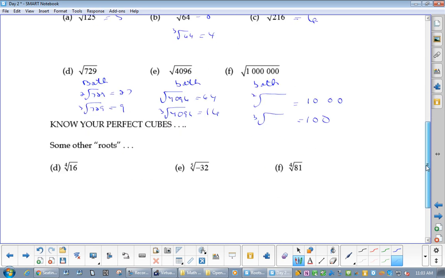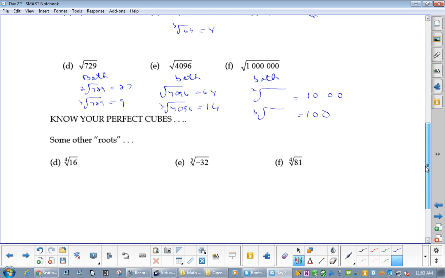Okay, and then there's some other roots. Now you can be putting them into your calculator, always test, but the fourth root of 16 is 2 times 2 times 2 times 2. So there is a group of 4. So the answer is 2. The fifth root of negative 32 is negative 2. And the fourth root of 81 is 3.